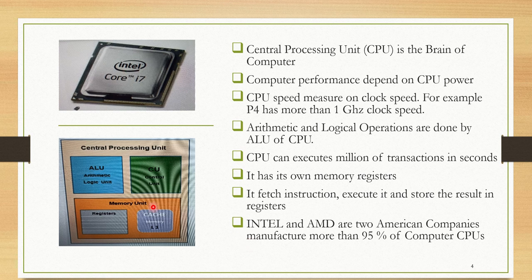Who are the main players in manufacturing CPUs? Intel is number one, and AMD. These two American companies manufacture more than 95% of computer CPUs. This is about the CPU. This is the brain of a computer.